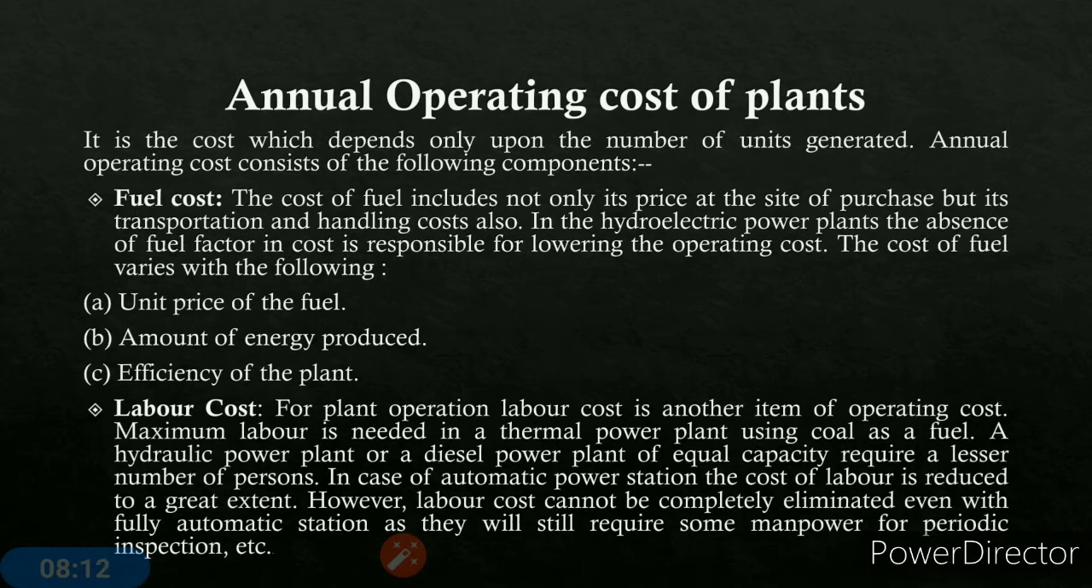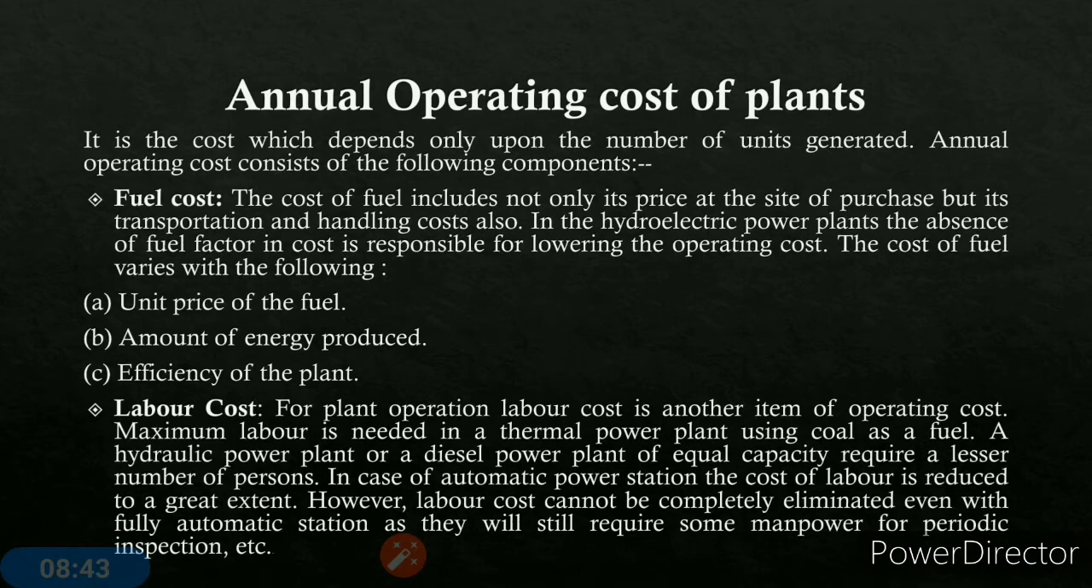So the second term is labor cost. Now we know that for the operation of a power plant, labor cost is another item of operating cost. The maximum amount of labor is needed in a thermal power plant using coal as a fuel. A hydraulic power plant or a diesel power plant of equal capacity requires a lesser number of persons.